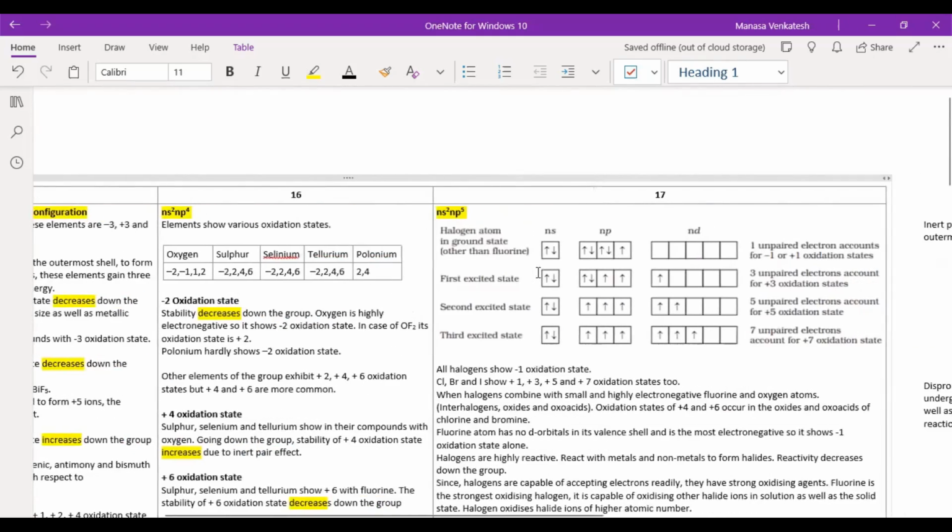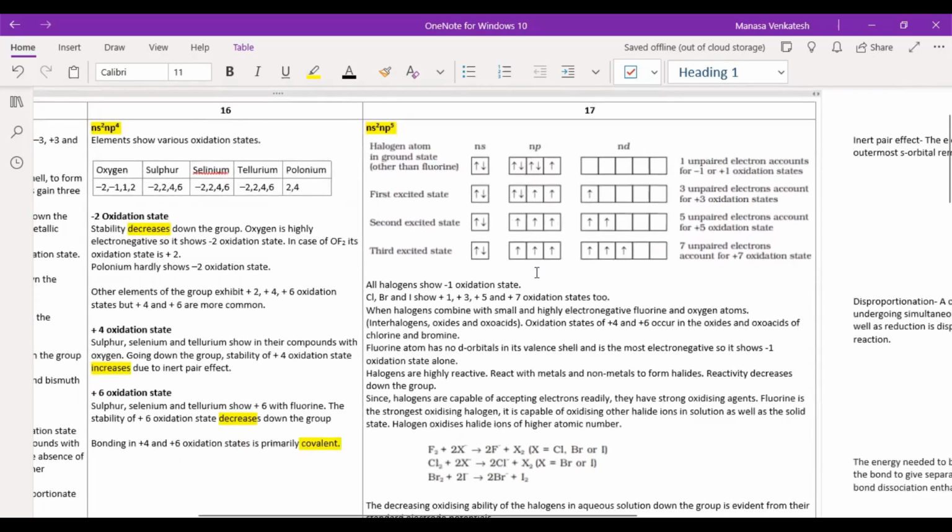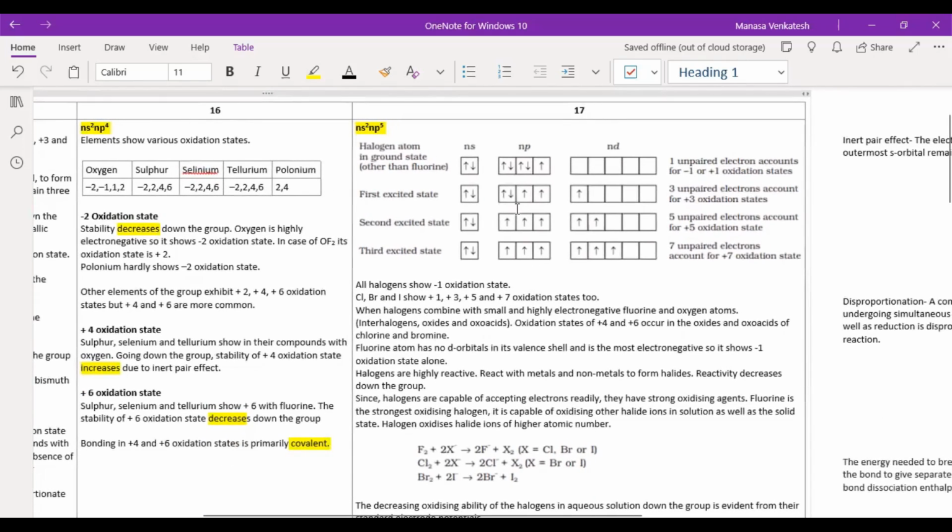Now, let's look at halogens, that is group 17. All of them will obviously show the -1 oxidation state because they just require 1 more electron for the noble gas configuration. Chlorine, bromine, and iodine show +1, +3, +5, and +7 oxidation states too. And the reason is this. This one is for the elements which are not fluorine. So this is the ground state configuration, and that's why they have a +1 and a -1 oxidation state.